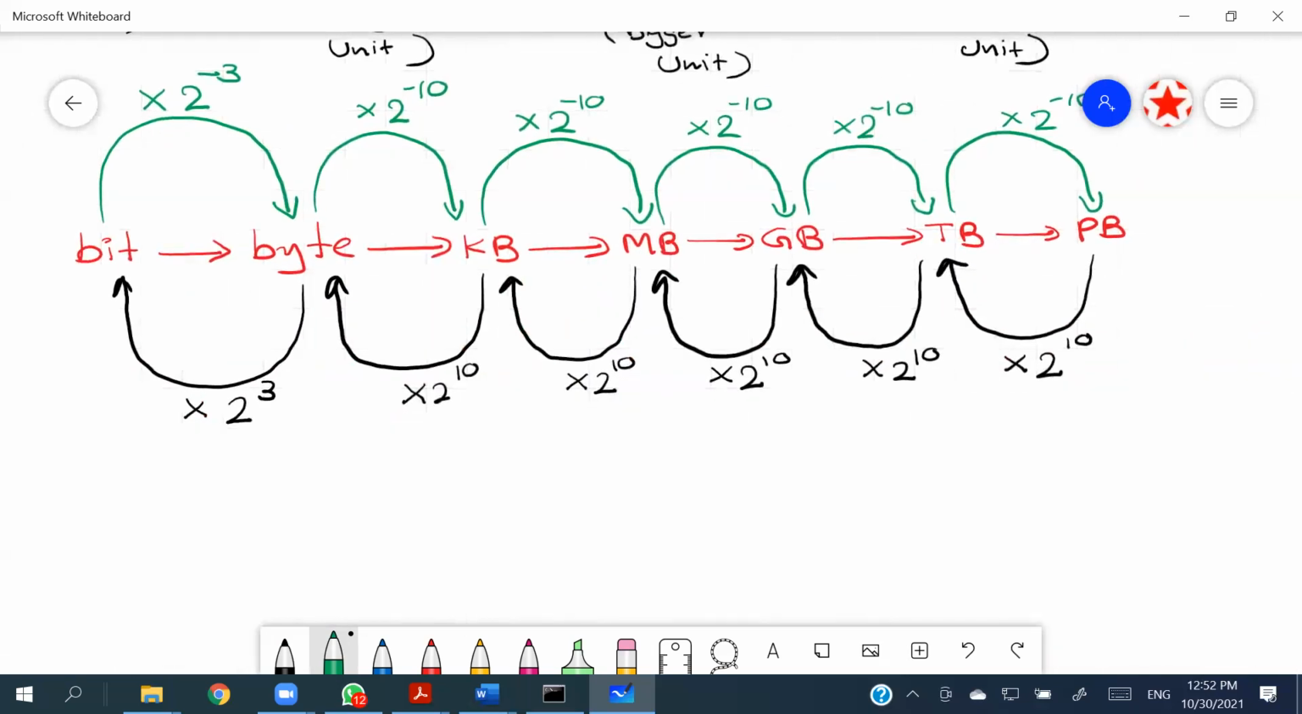You can do any type of conversion, right? So as an example, if I ask, convert 16 GB into kilobytes.